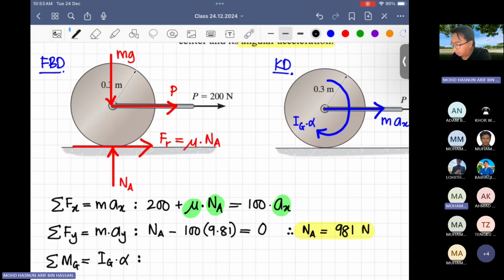Okay, so this is point G. Let's draw that is point G. Okay, so mg, no moment about point G. Why? Because mg is exactly at point G. What else? P. You look at force P here. It is exactly at point G. So force P also no moment about point G.